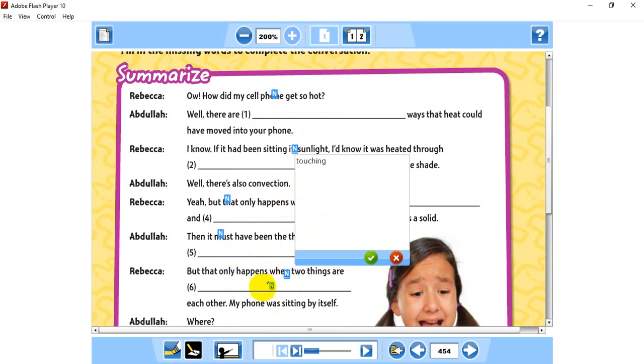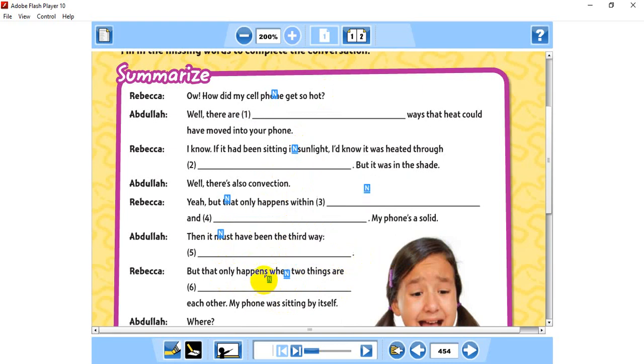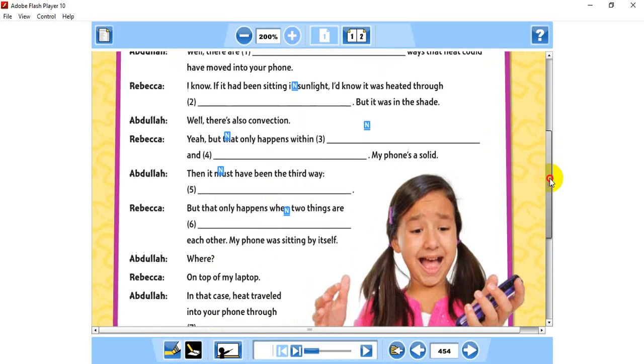She wonders how the mobile phone happened like this. It must have been the third way, conduction. But that only happens when two things are touching each other. My phone was sitting by itself. So what does that mean, guys? It means my phone worked by itself without touching or without a wire or something like this.